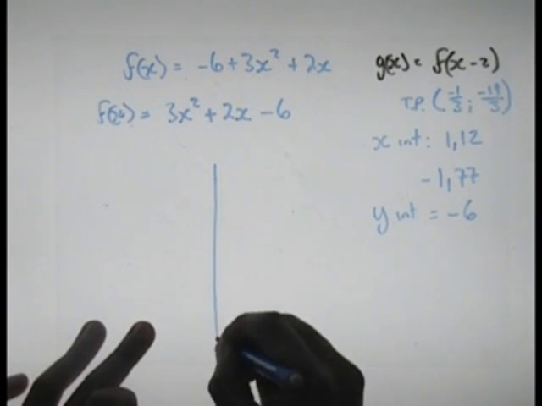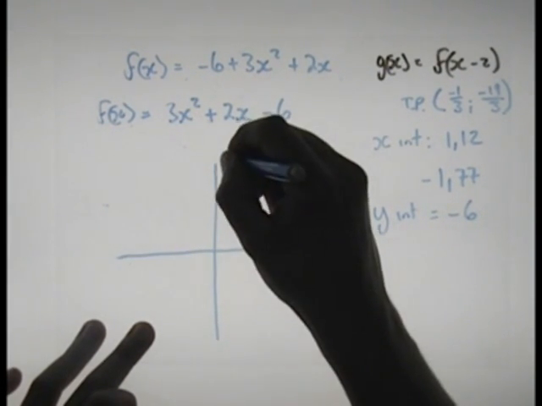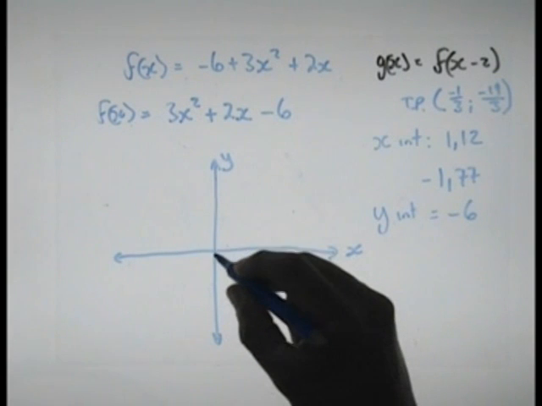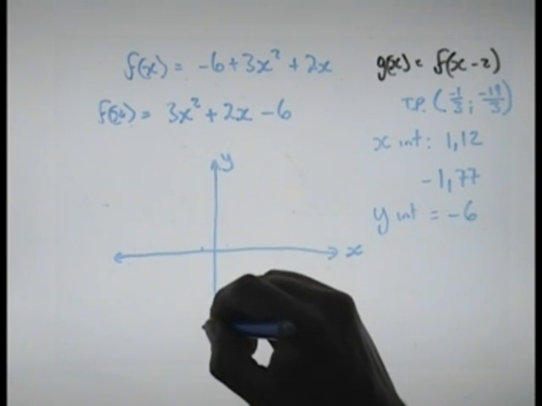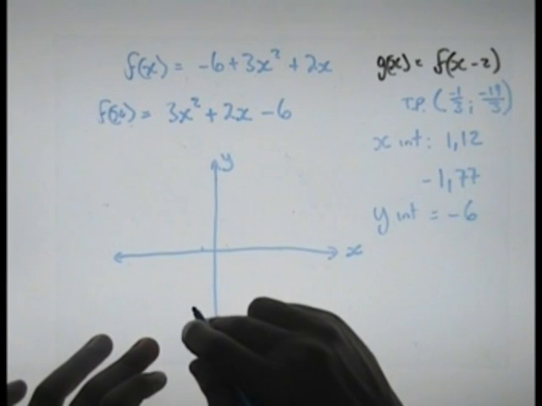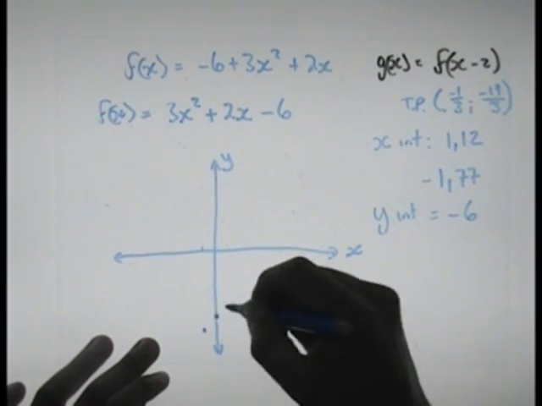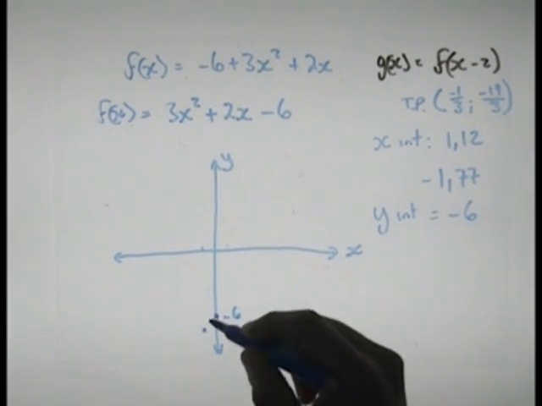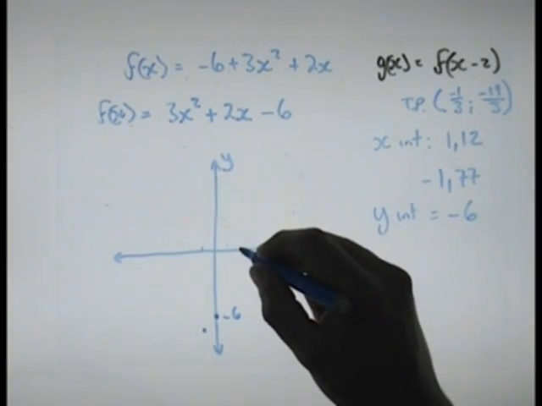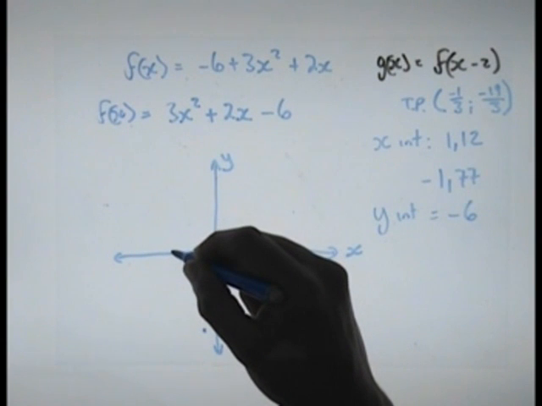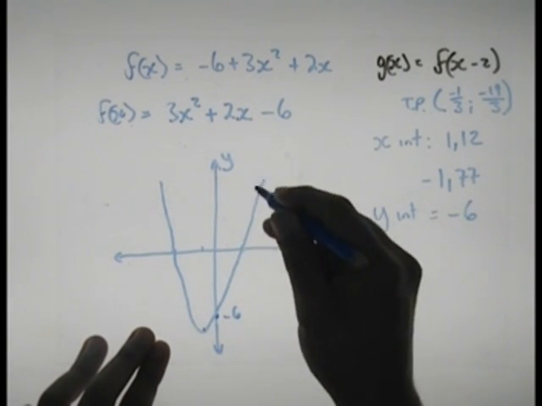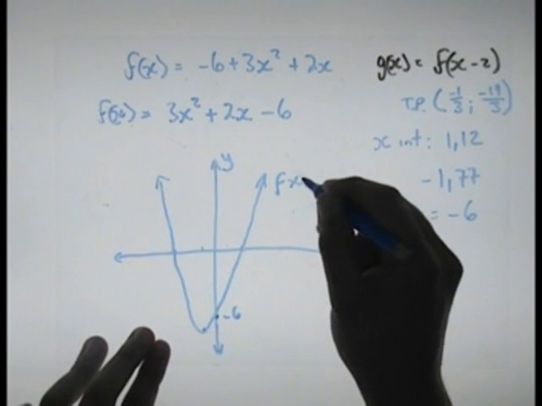We're going to need a set of axes. X-axis, y-axis. Firstly, our turning point happens at x is equal to negative 1 over 3, which is somewhere over here, and negative 19 over 3, which is way down here. Let's just extend this axis a little bit. That's our turning point. That's our y-intercept at negative 6. Notice that negative 19 over 3 and negative 6 are very close together. Our two x-intercepts are one at x is equal to 1.12 and the other at x is equal to negative 1.77, which means that our graph is going to look like this, and this is the graph f of x.